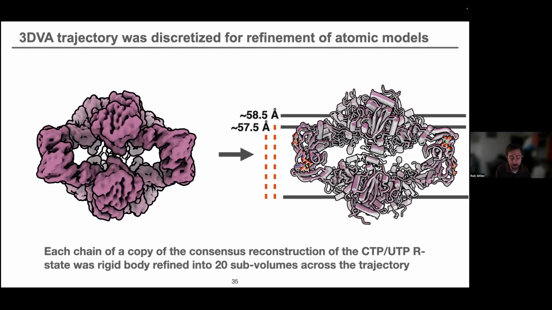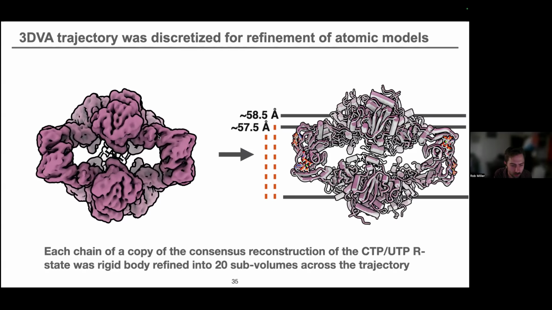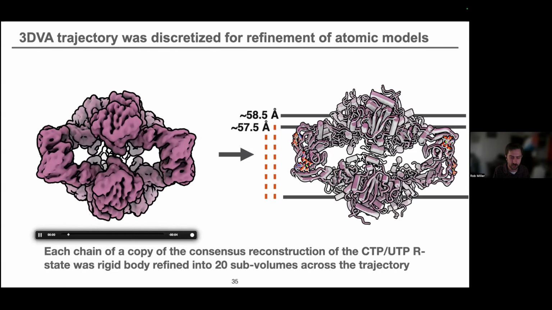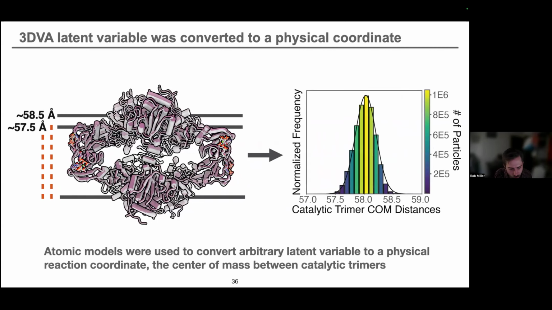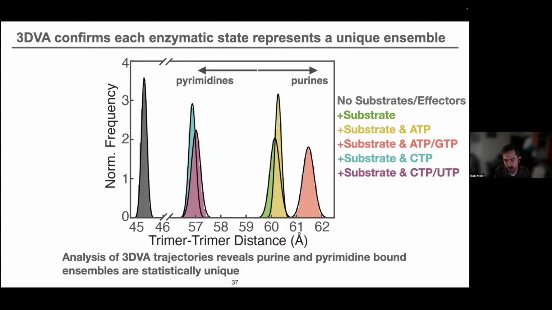And so in order to map this motion onto a real physical coordinate, I took this trajectory and discretized it into 20 unique subvolumes uniformly sampled across the trajectory, and then starting from a consensus model, refined 20 atomic models into each one of those subvolumes, such that I could convert this latent variable into a real physical coordinate, which corresponded to the center of mass distance between the two catalytic trimers. We then repeated that for each enzymatic state.